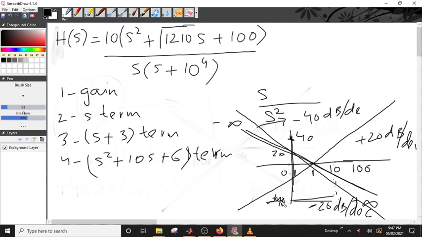So now if this s square is in the numerator, we have to draw this as 40 dB per decade and this as 40 dB. For zeros we go plus 20, plus 40, and for poles we go as minus 20 and minus 40. So this is how we handle the s term.